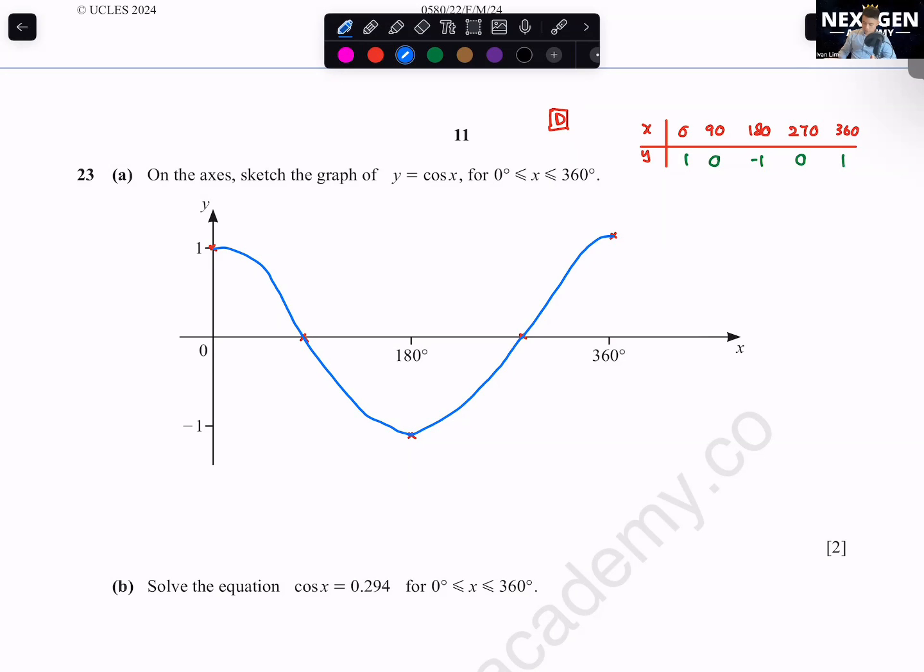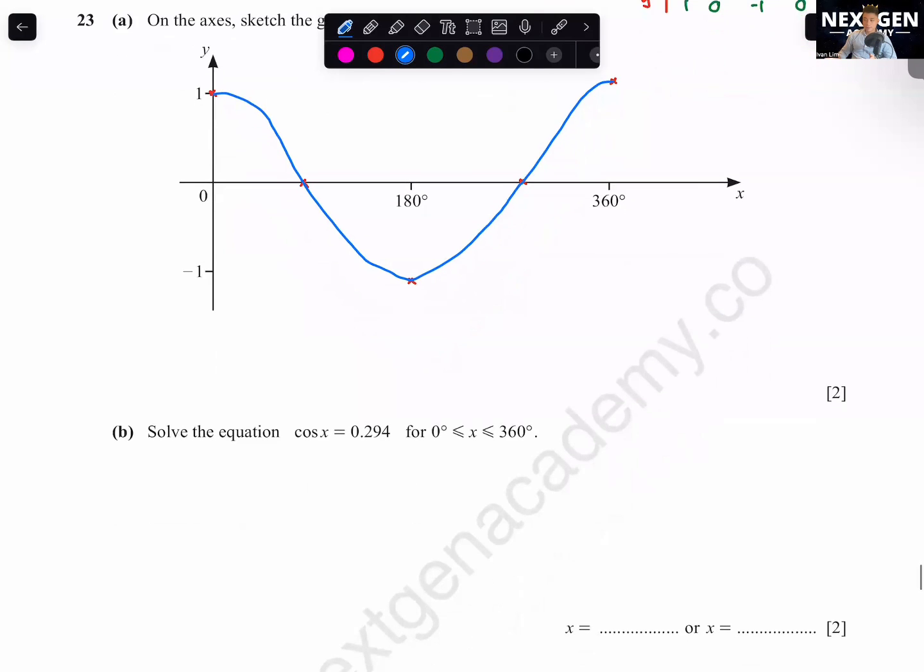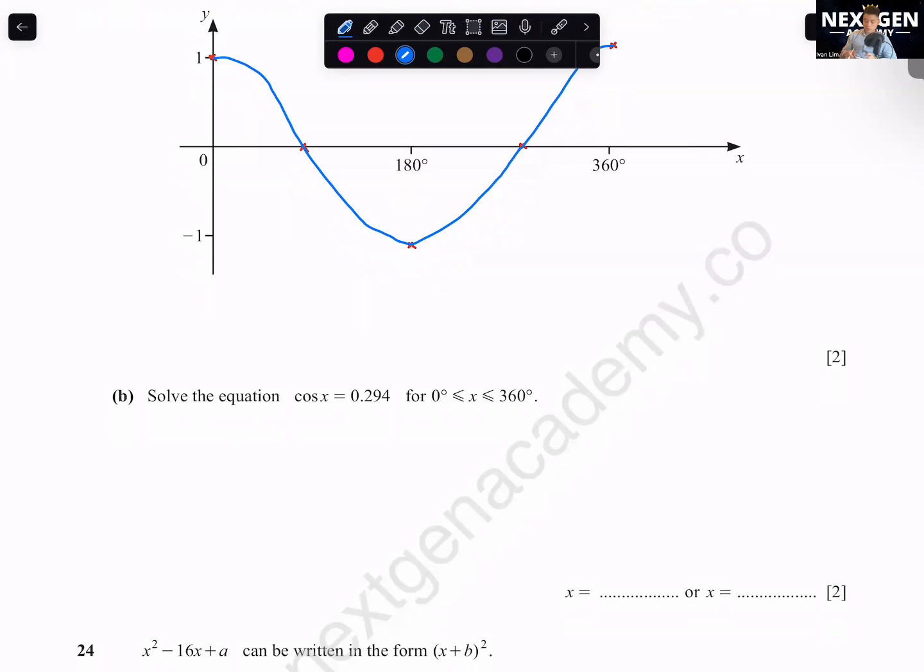Okay, next one. Solve the equation. I want you all to please know how to do this, because what I've seen, almost every paper will come out with solving of trigo. The method that I taught you all is we use the ASTC method. So if you don't know the ASTC method, please go into my Thinkific and watch solving trigo equation. Okay, how to do this? Cos x equals to 0.294.